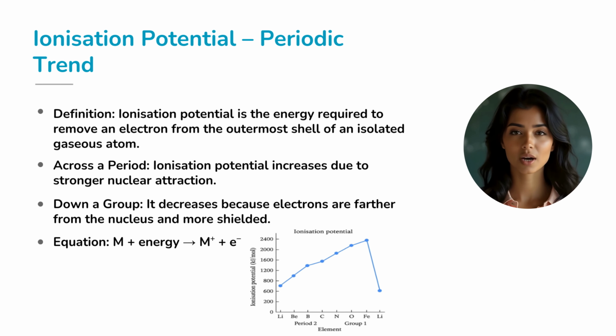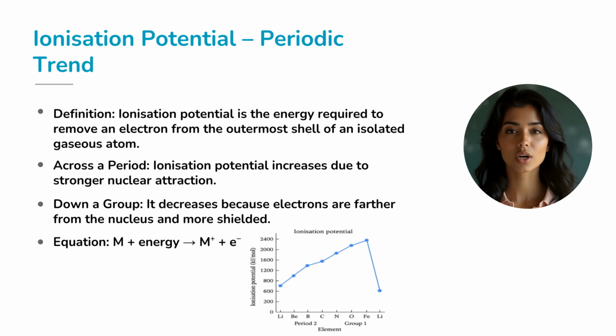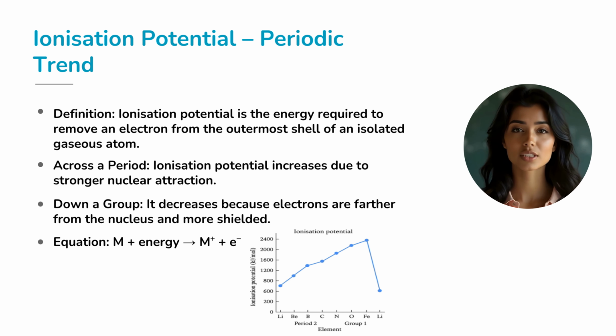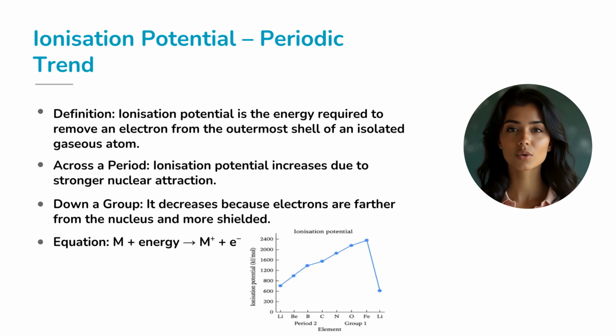Now, let's talk about ionization potential, often abbreviated as IP. Definition: it is the amount of energy required to remove one electron from the outermost shell of an isolated gaseous atom. Let's see how this property behaves. Across a period, ionization potential increases because atomic size decreases and electrons are held more tightly. Down a group, it decreases as outer electrons are farther from the nucleus and more easily removed.